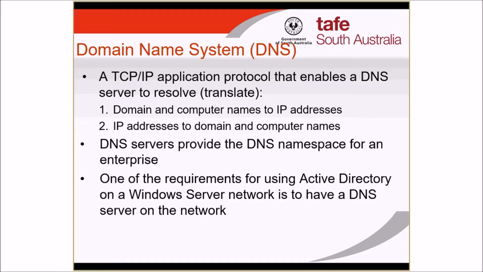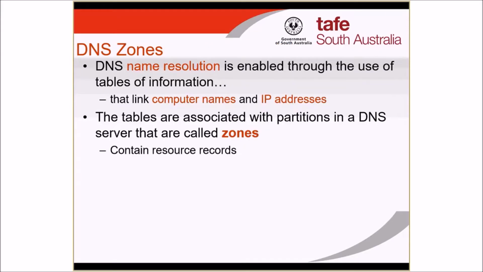So whenever you have a problem joining your computer to the domain, usually what I find when I help the students is either they've got their IP address wrong, they've got their DNS wrong, they've typed their DNS name wrong, or they're not even on the same network. So always check those 4 things, and you'll probably solve 90% of the problems that you might encounter initially while you're learning this stuff. So DNS name resolution is enabled through the use of tables.